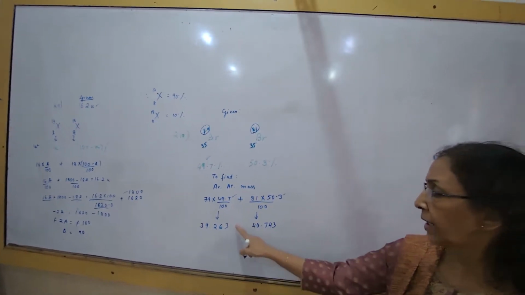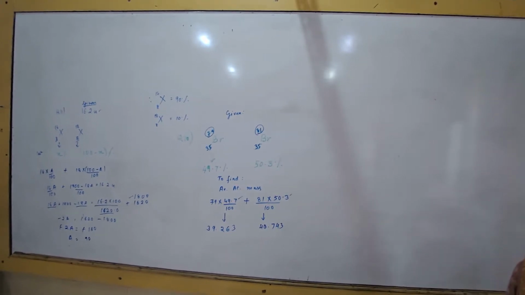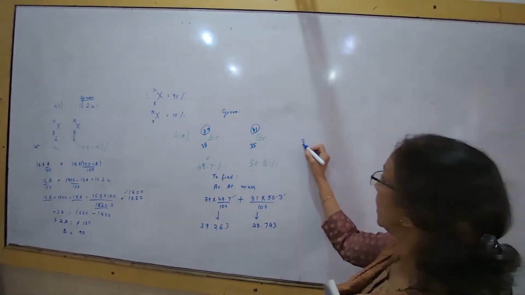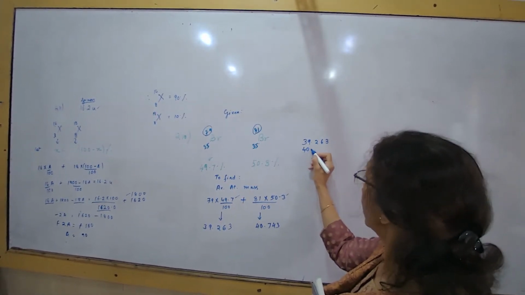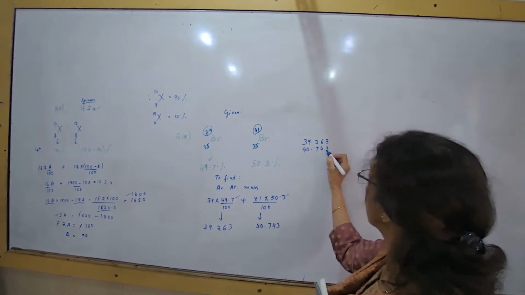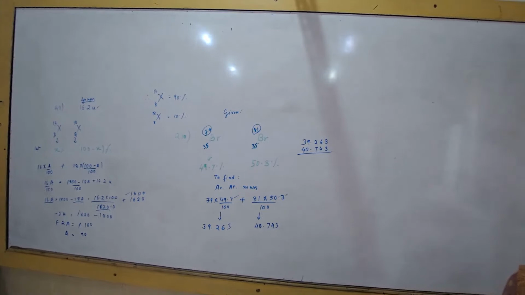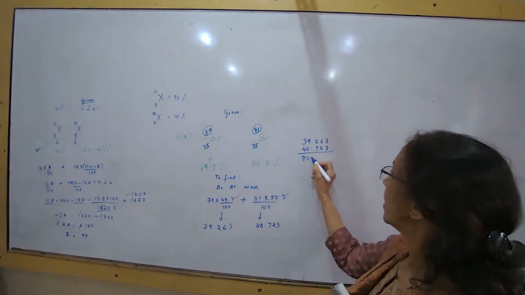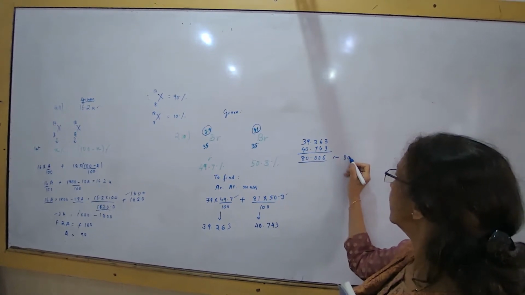Now what should you do? Add it up. Add up both of them. So you have got 39.263 and 40.743. That is 80.006, which is approximately equal to 80.